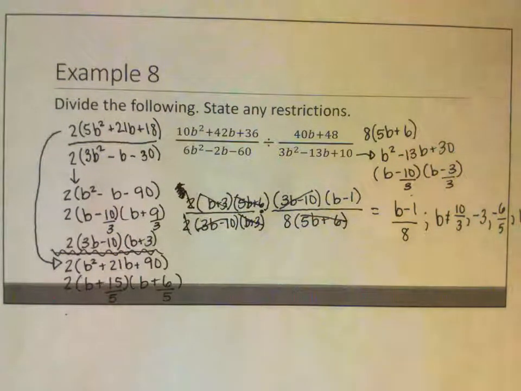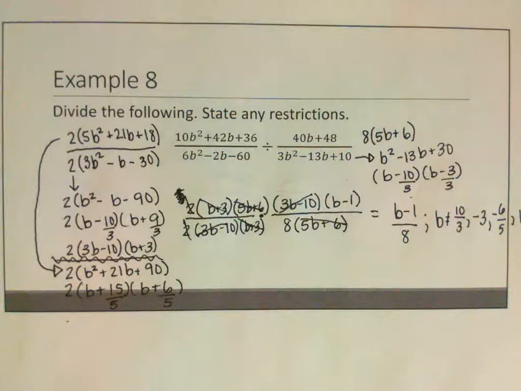So this one had 4 restrictions, but I mean, when you look at how many factors it had, that kind of makes sense. So that is multiplying and dividing with reciprocal functions, or rational functions, excuse me. If you have any questions, make sure and let me know.